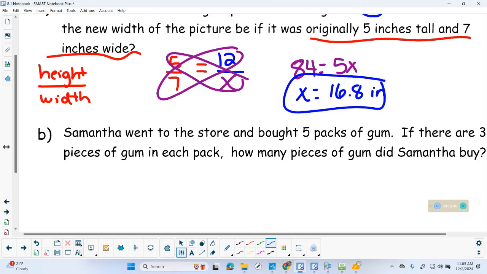I don't even know if I'd write work on this quite frankly. I'd probably just do it in my calculator. So I'm with Maddie. I would do 36 times 5. 5 packs, 36 pieces each, 180.